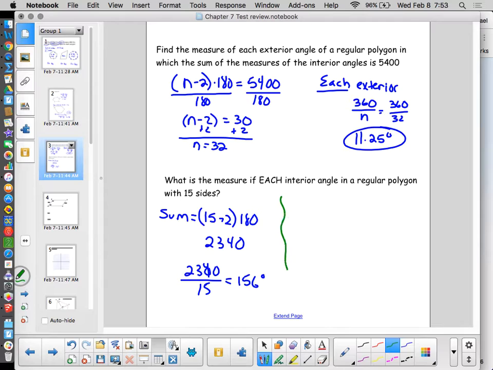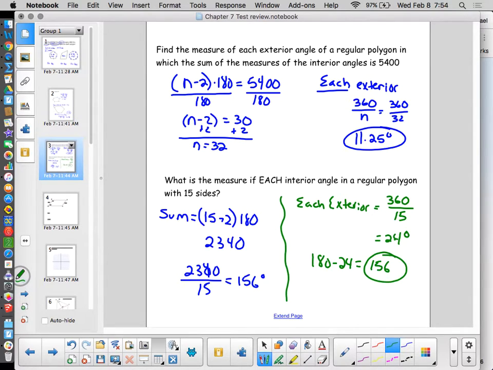Or, method number 2, since it's each interior, I could find the measure of each exterior. Because that's really easy. I don't need to calculate a sum because the sum is always 360, divided by 15, which is 24 degrees. But I know that an interior plus an exterior always has to add up to 180. So since I found that, I just take 180 minus 24 is 156. That's the measure of each interior.